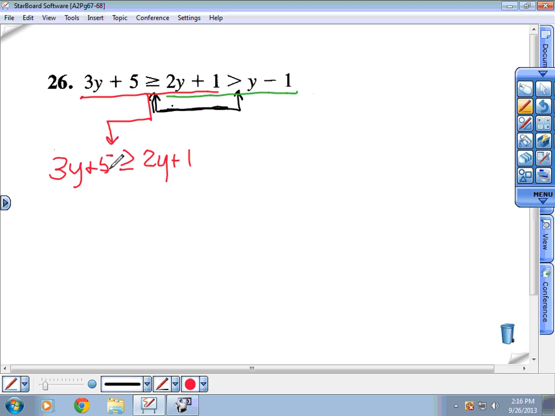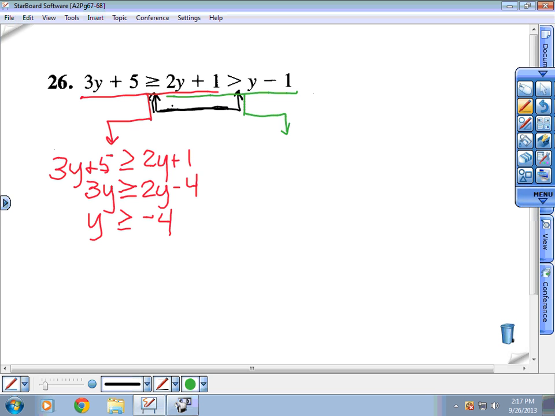So the easiest way is to subtract 5 from both sides. 2y minus 4. I didn't do anything to cause that sign to flip. And then I'm going to subtract 2y from both sides. And I still didn't do anything to cause that sign to flip. So that's what you get over here.